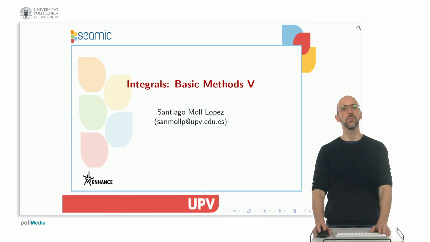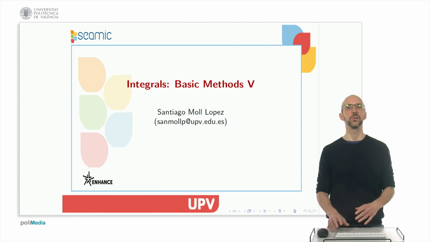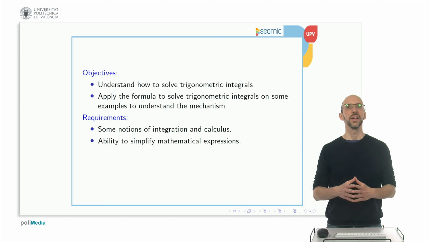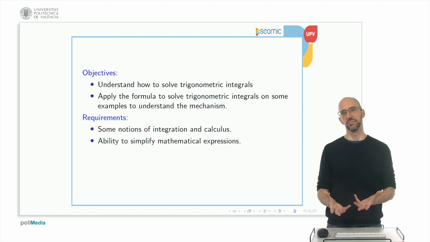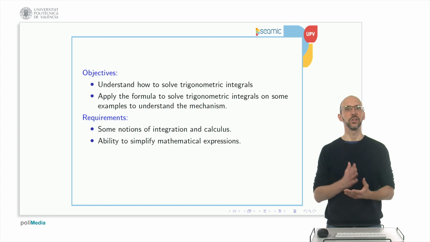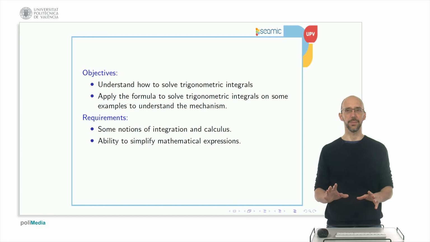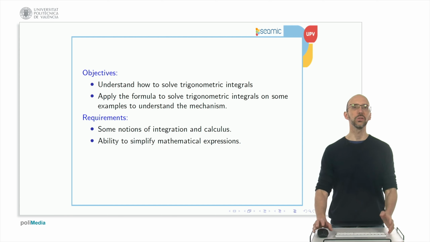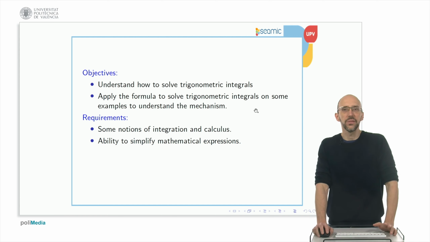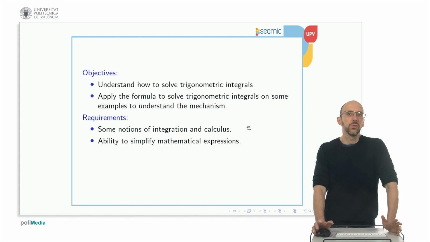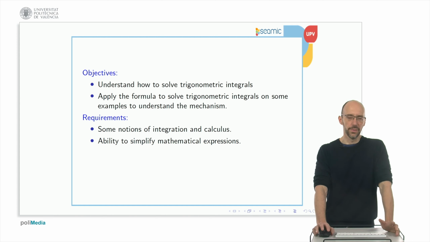Hello guys, in this video we are going to see more basic methods in integral, in this case trigonometric integrals. The objective is to understand how to solve trigonometric integrals, a very specific type, okay? We are not going to see changes of variables or this kind of solution. We are going to just apply the chain rule with sine or cosine only, okay? What are we going to need? Some notions of integration and calculus, and we will need to simplify some expressions, but not so much, okay?